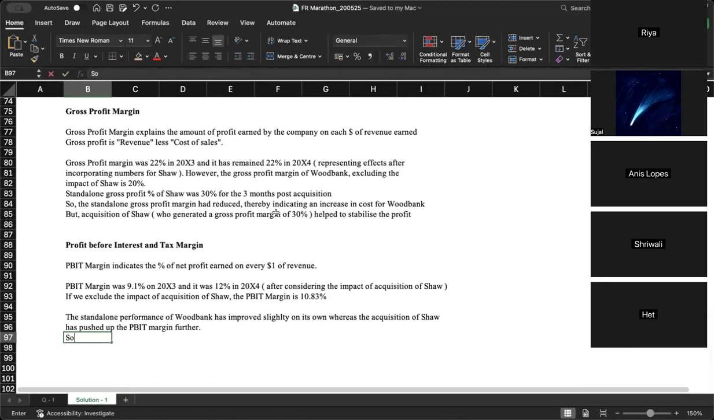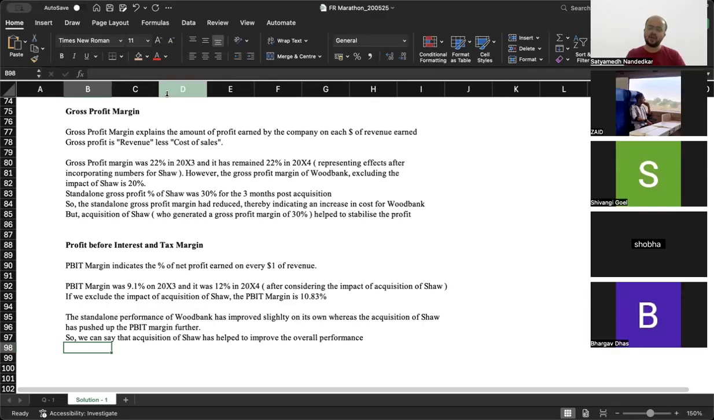So we can say that the acquisition of Shaw has helped to improve the overall performance. ठीक है. सो जीपी मार्जिन एंड पीबीआईटी मार्जिन दोनों चीजों में इंप्रूवमेंट आया है. इफ नॉट अ मैसिव इंप्रूवमेंट, स्टिल अ गुड इनफ इंप्रूवमेंट. यहाँ पे acquisition of Shaw helped us to stop the company's performance from going down further, and here in PBIT margin it helped us to improve the performance.